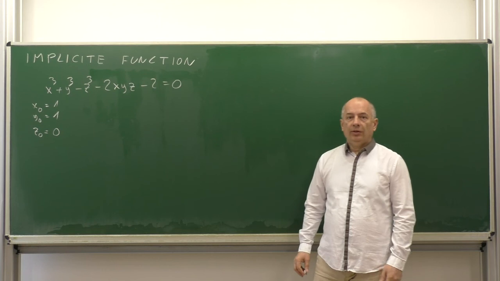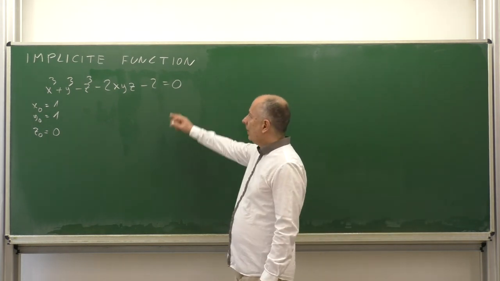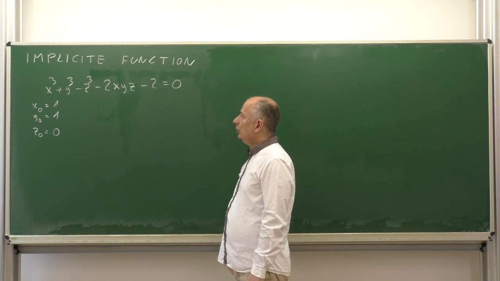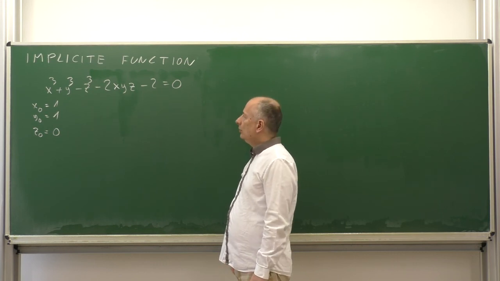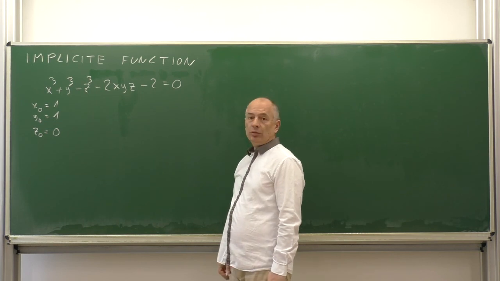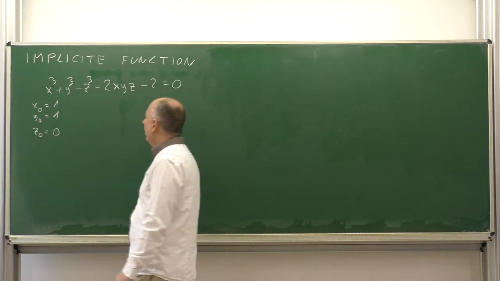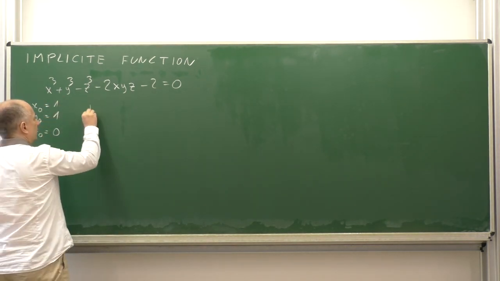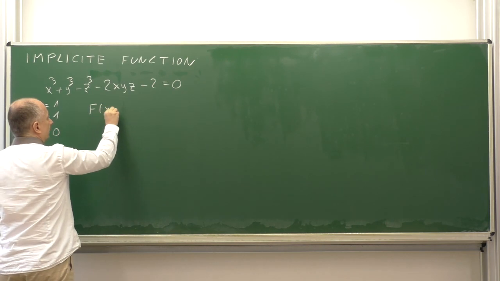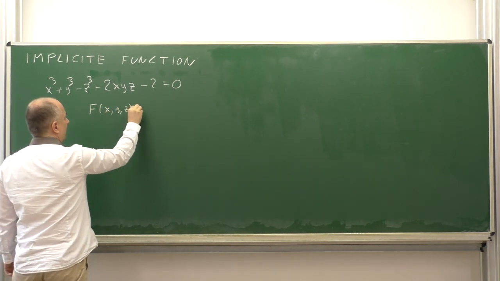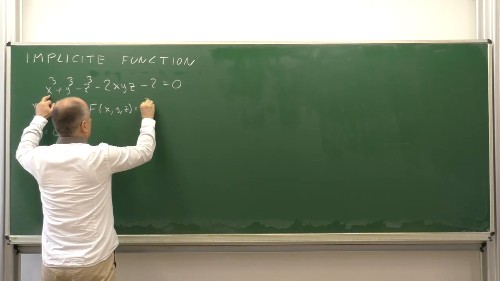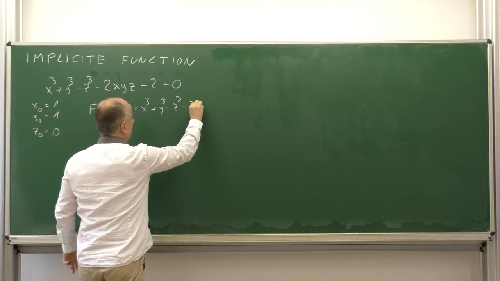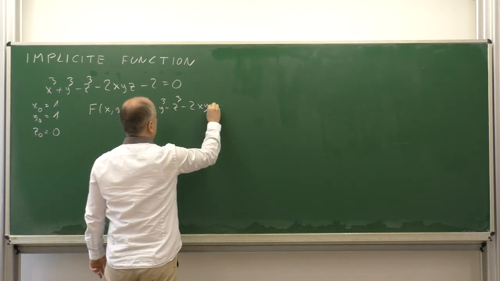Let us practice the theory of implicit function of two variables using the following example. Consider the equation x cubed plus y cubed minus z cubed minus 2xyz minus 2 is equal to 0 and the point (1, 1, 0). First we denote the left-hand side as a function capital F of x, y, z, which is this expression: x cubed plus y cubed minus z cubed minus 2xyz minus 2.